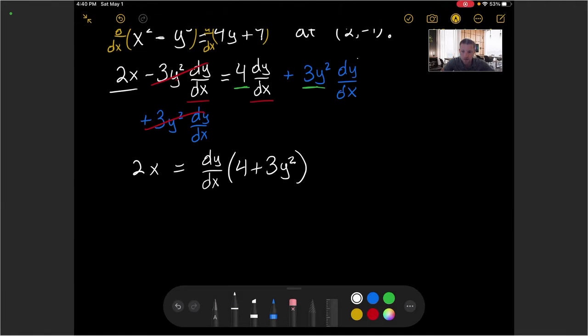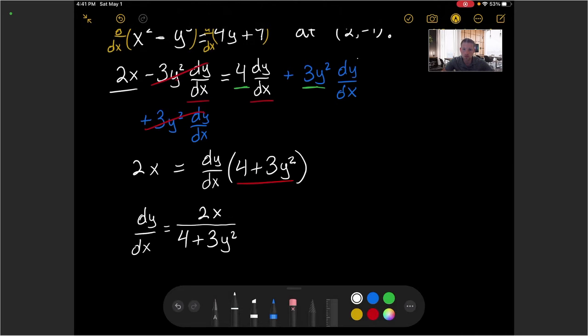One last step we can take to find our dy dx is to divide by everything on the right side. So when we rewrite this, I can say that dy dx is equal to 2x divided by 4 plus 3y squared. So we found the general derivative of this implicit equation.